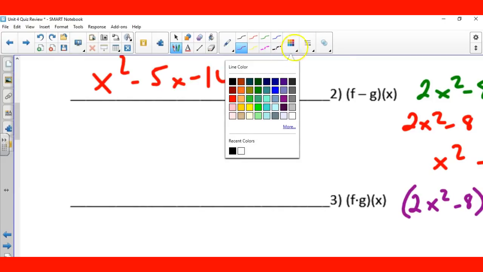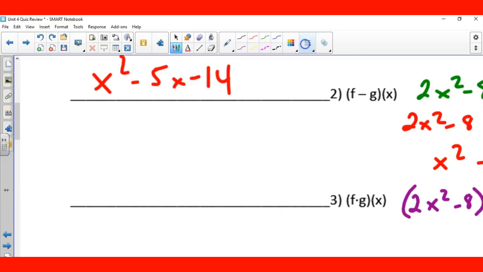Let me make this a little thinner. I just like the sound of it. Alright, cool beans.